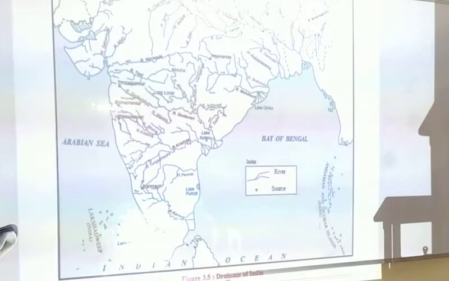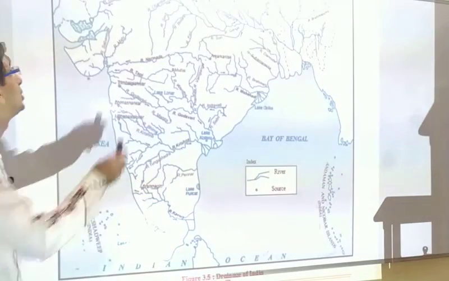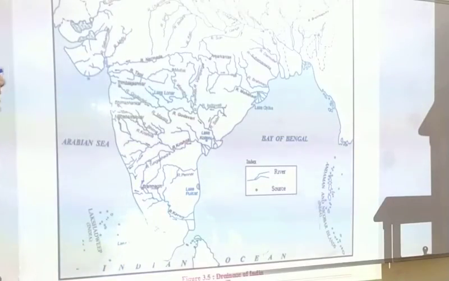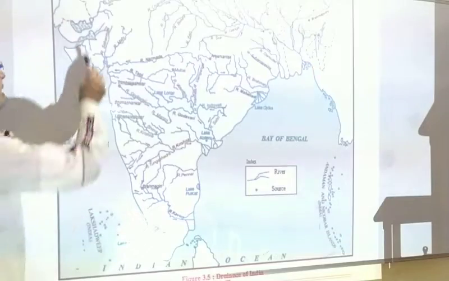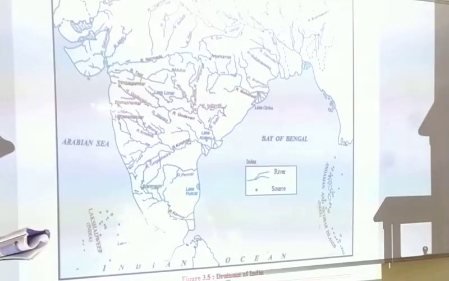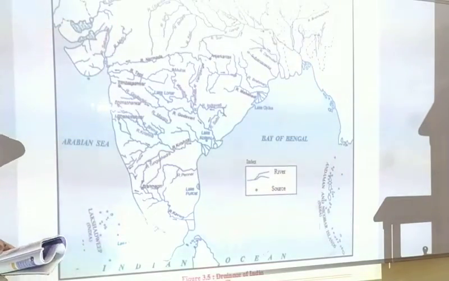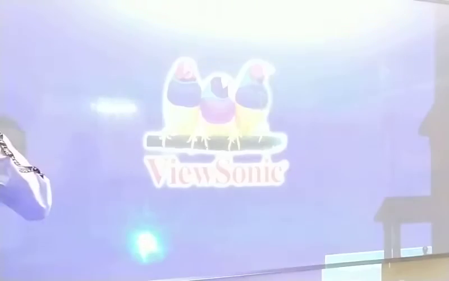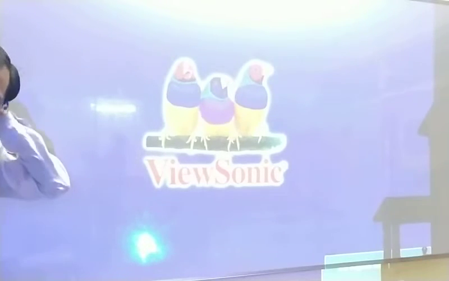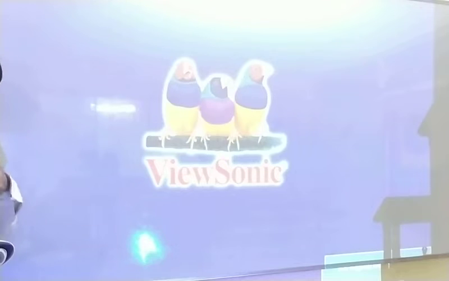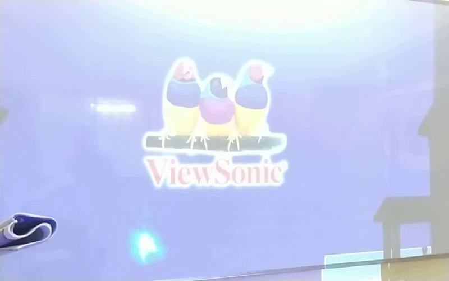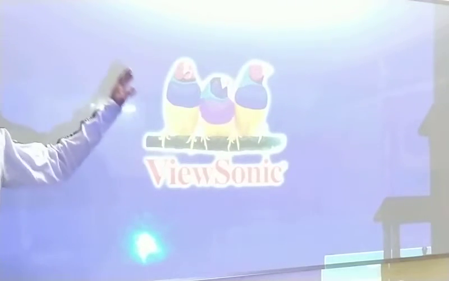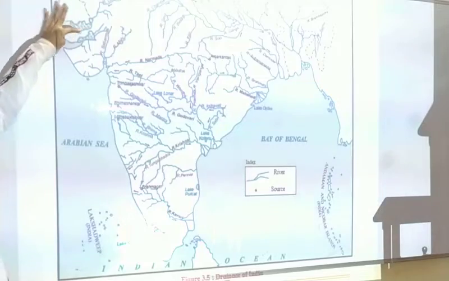Another noteworthy river flowing in the catchment of the Arabian Sea is river Luni. You can see here, above Sabarmati there is only one river, that is river Luni. It originates along the western slope of the Aravalli range and flows in a somewhat northeast to southwest direction and flows into the Gulf of Kutch.